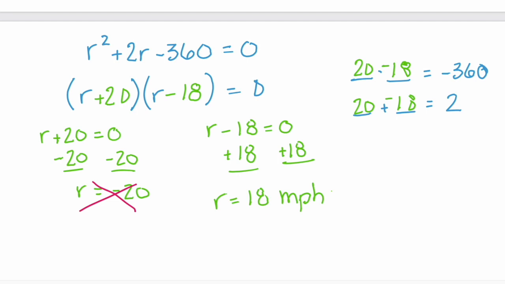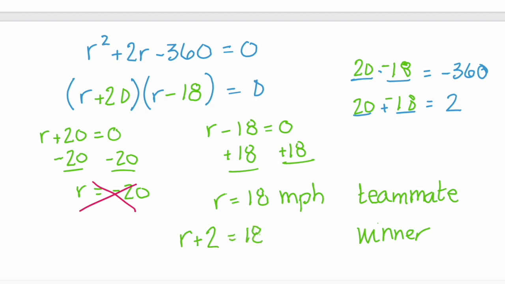And if you remember from above, r represented our teammate. So our teammate had a speed of 18 miles per hour. And our winner had a speed of r plus 2, or 18 plus 2. So the winner went 20 miles per hour.